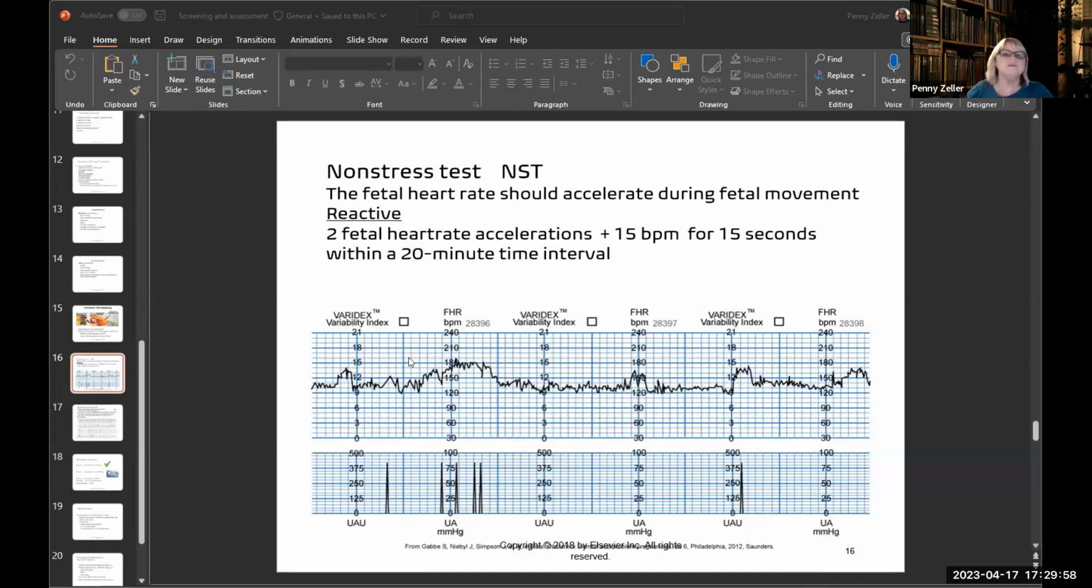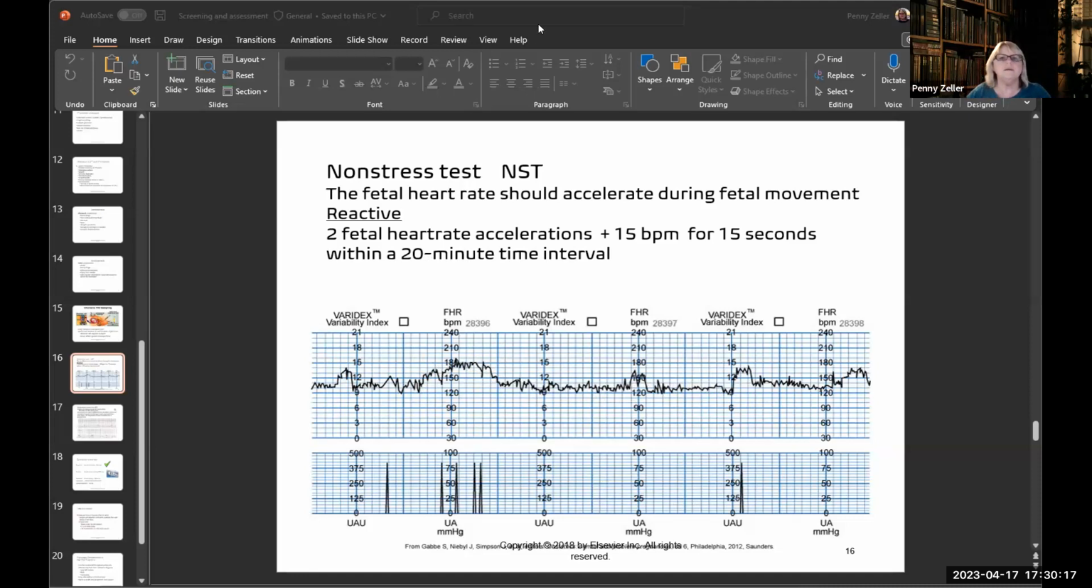Okay, up at the top is the rate of the baby. And you can see when the mother pushes the button, you can see how that heart rate goes up. Okay, right here. And then it goes back to baseline in this long section here when baby's not moving.